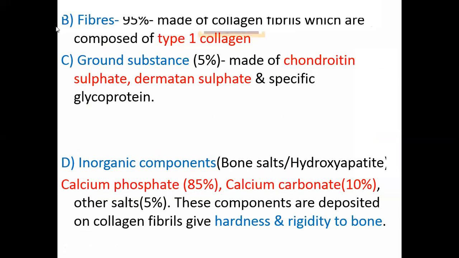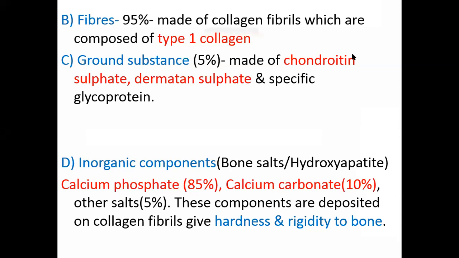Okay, now here you have fibers. You have about 95% fibers, and they're composed of collagen type 1. Do you remember the mnemonic you had studied with Dr. Subhan? You had type 1, type 2, type 3, and type 4. Type 1 is for bone, right? So here you can see that the bone has type 1 collagen.